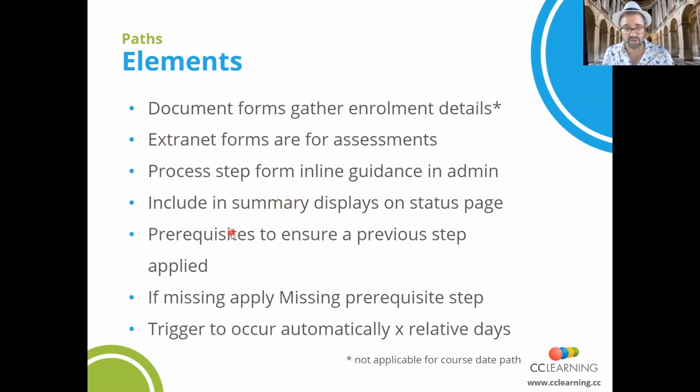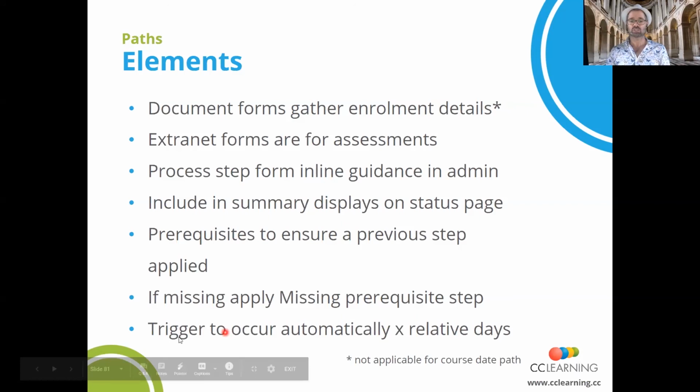Prerequisites ensure a previous step has been applied, and then if it's missing, you can apply a missing prerequisite step. And then finally, triggering to occur automatically, which is a certain number of days after the start date, the end date, or the document submission on the course.